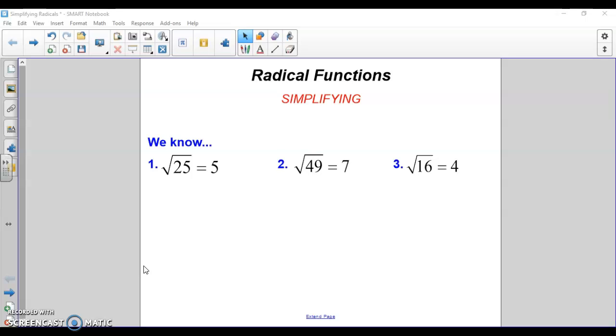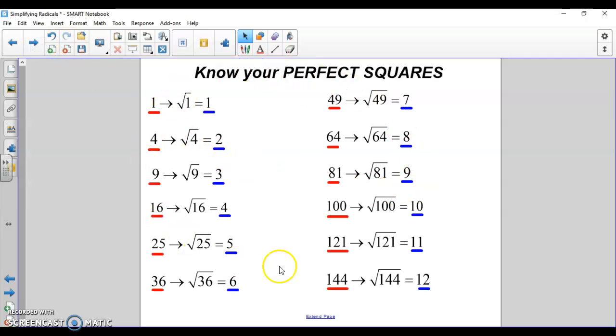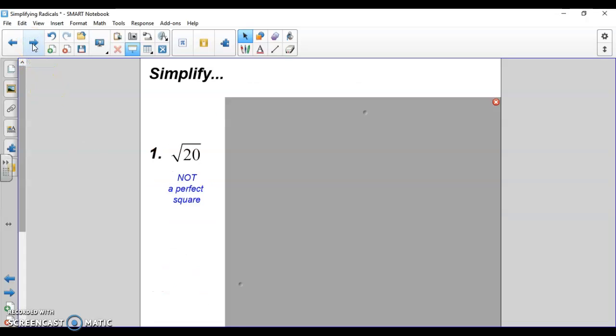We know perfect squares. We have square root of 25 is 5, square root of 49 is 7, square root of 16 is 4. So we go ahead and just keep all that in mind. Keep your perfect squares in mind. It's going to be helpful. So first thing we need to do is simplify. This is the stuff that we've done.